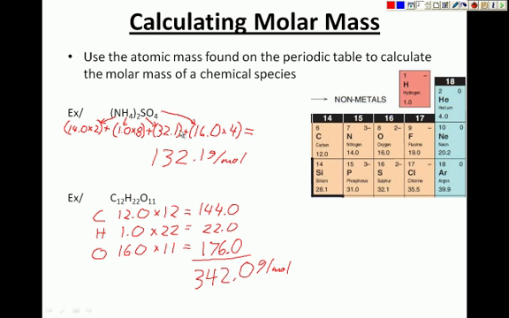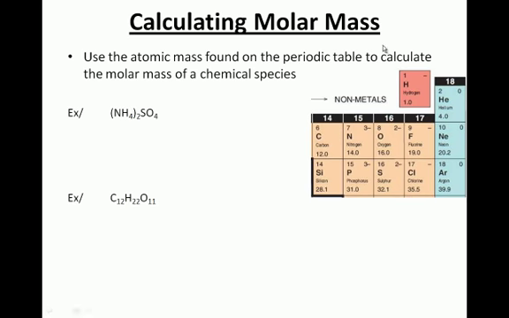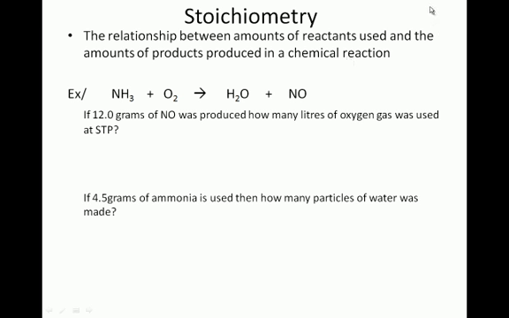Okay, so I did two slightly different variations on how to calculate the same thing. Okay then, so that's how to calculate molar mass. Moving on to stoichiometry. So stoichiometry is the relationship between the amount of reactants used and the amount of products produced in a chemical reaction.